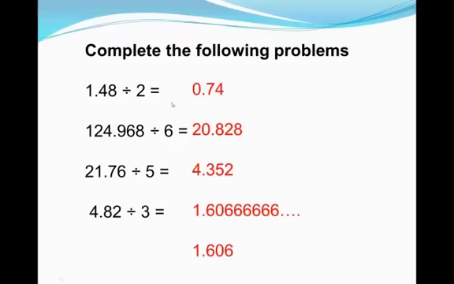Alright, the answers that you should have got: 0.74, 20.828, 4.352, and the last one, 1.60666. So this part of the answer is recurring. So the 6 and the 0 need to go in your answer, and then you put a recurring dot above the second 6 because that's the part of the decimal that is recurring.